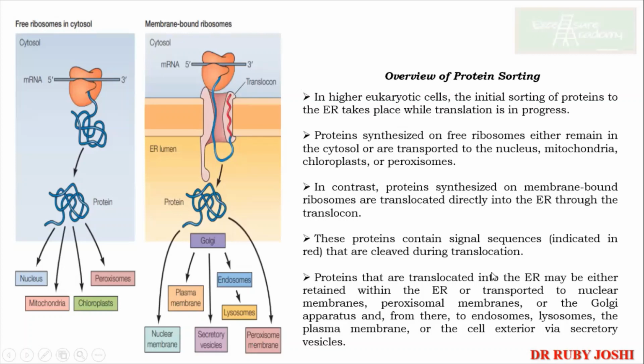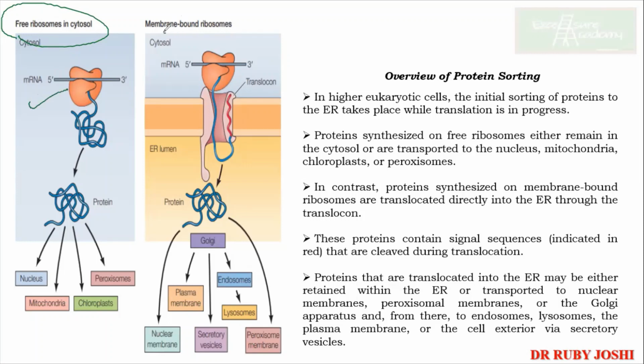So, overview of protein sorting. You can just read this later. Look at the figure here directly. So what do we see here? The free ribosomes in the cytosol. Those are the proteins meant to be present in the cytoplasm, mitochondria, chloroplast. They will be directly synthesized in the cytoplasm and released in the cytoplasm. So that is free ribosomes in the cytosol.